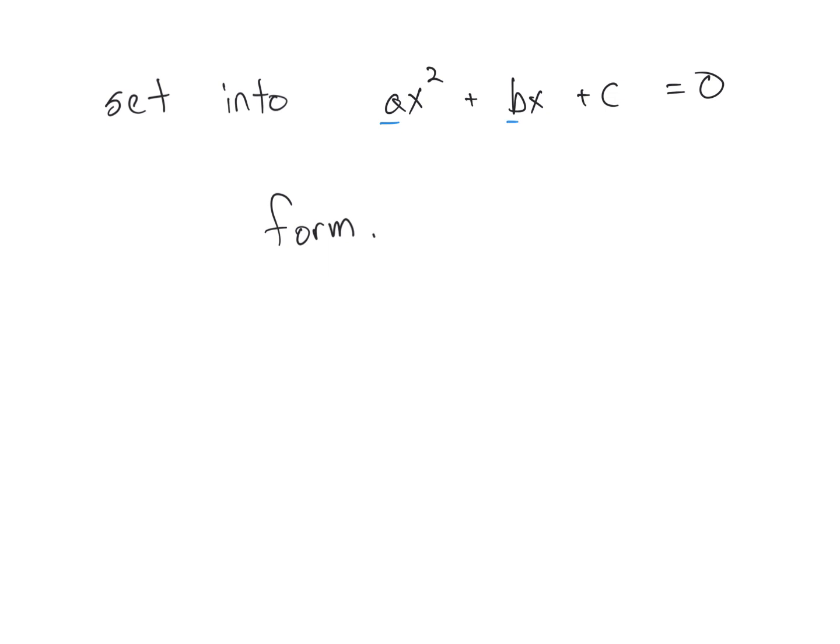We showed on this slide here. We want to set the equation into ax squared plus bx plus c equals 0 form, also known as standard form. You see the a is in front, the b there, the c there. So that's the first step.